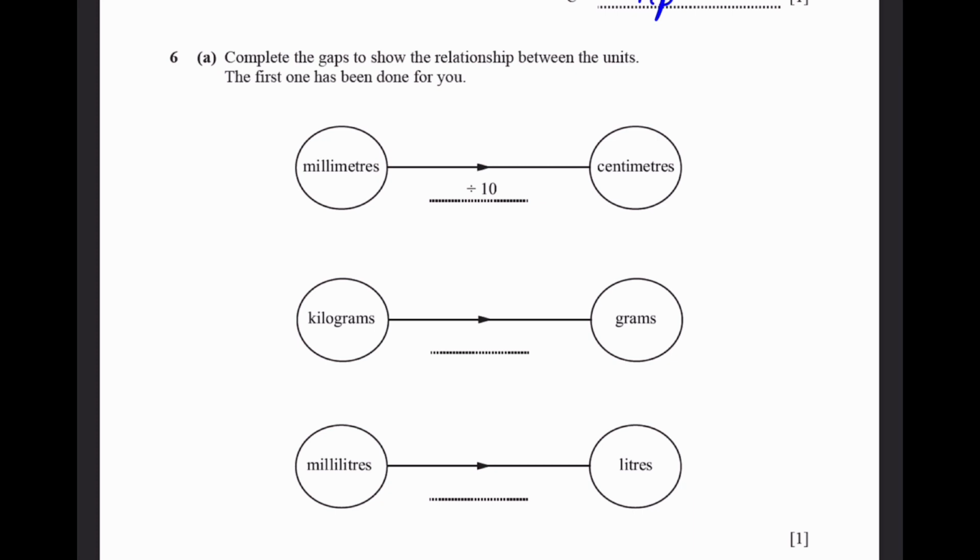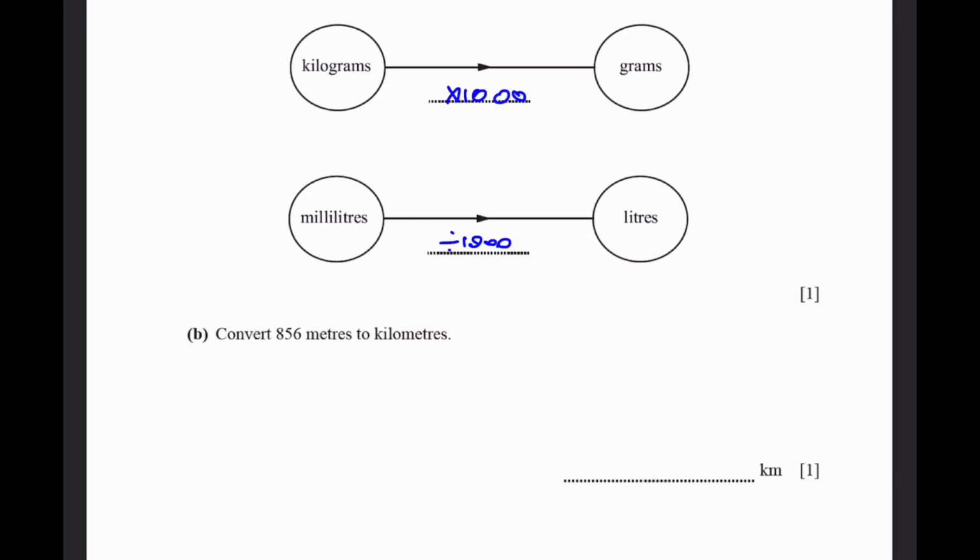Question 6. A. Complete the gaps to show the relationship between the units. First one's been done for you. When you go from millimeters to centimeters, we divide by 10. Going from kilograms to grams, we multiply by 1,000. Going from milliliters to liters, we just divide by 1,000. That's the answer.